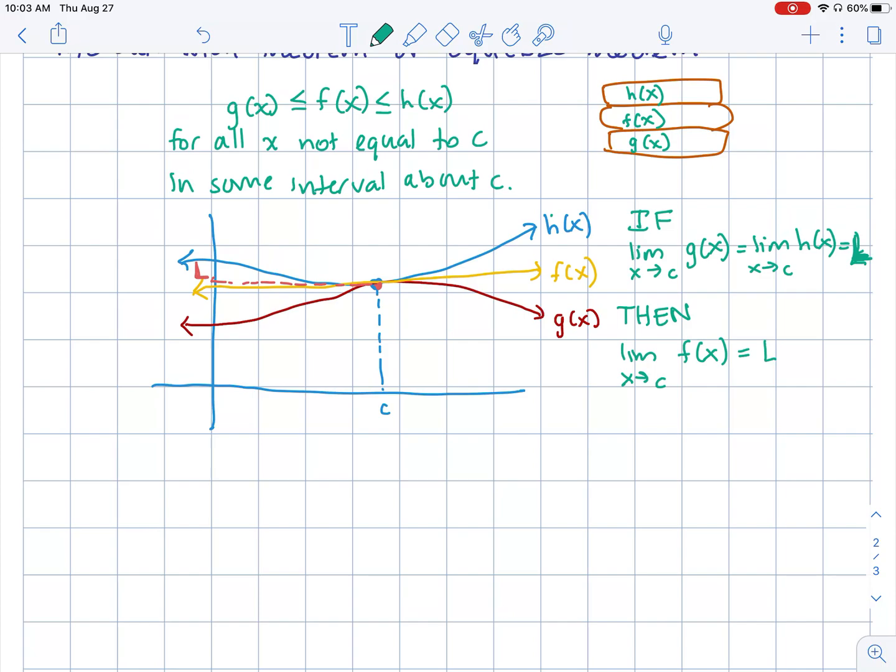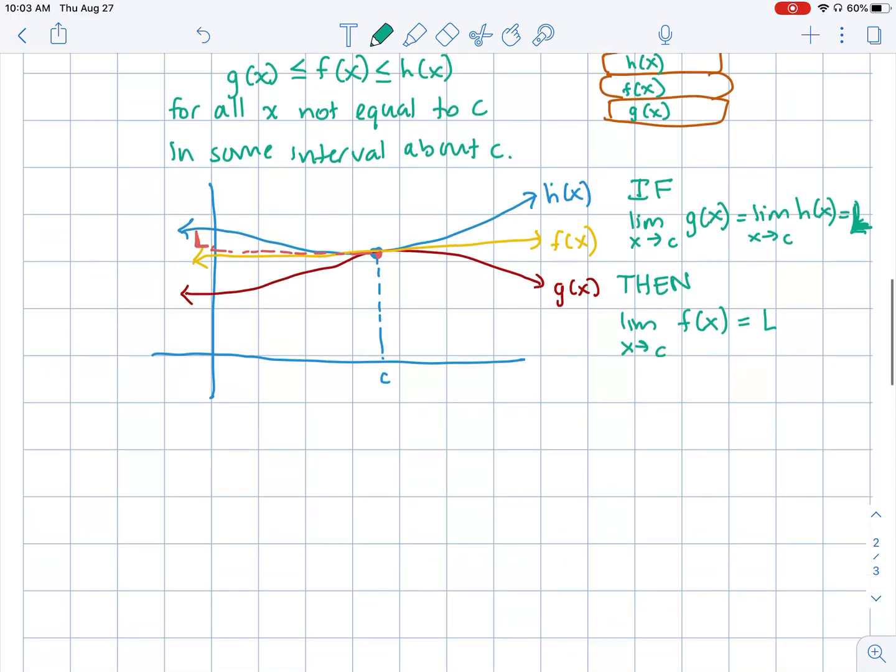What happens is, if you think of it as a sandwich where your f of x is squeezed in between, the bologna is squeezed in between the bread, it must therefore behave the same way as your top and your bottom function as it approaches c, if both the limits of the top and the bottom function happen to be equal to that same value. So physically, you can see that must be true.